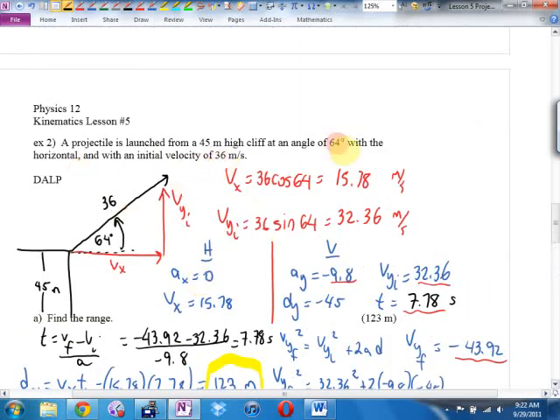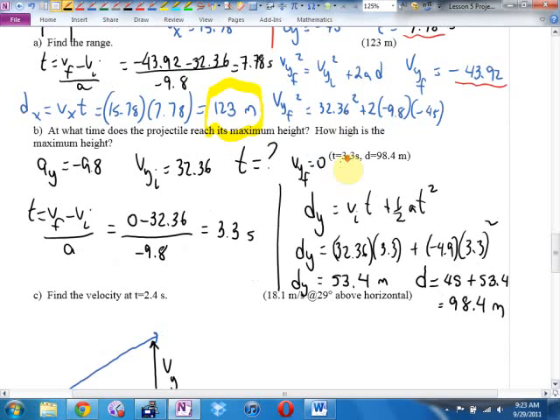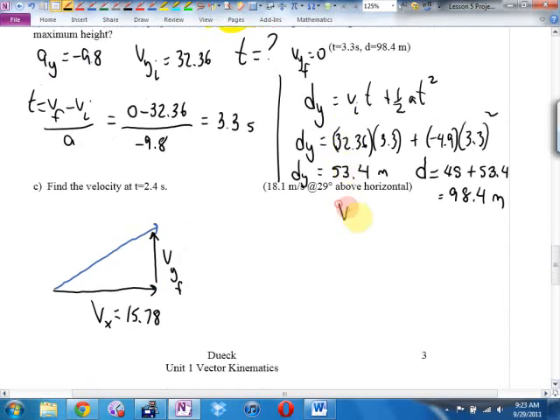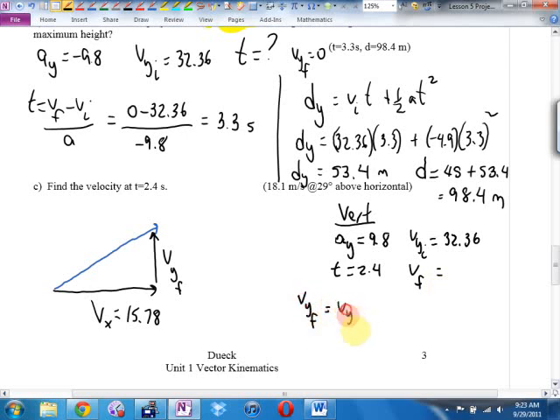Instead, what we need to do is go vertical over here for a second, and realize that Ay is negative 9.8. Vy initial, what's Vy initial, Nicole? 32.36. And this question told me that I want a time of 2.4 seconds, so I should be able to find Vy final. I have an equation that's already got it by itself. Vy final equals Vy initial plus AT. It's going to be 32.36 plus negative 9.8 times 2.4.